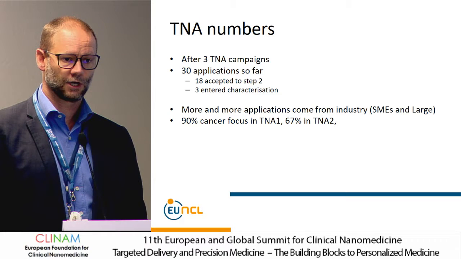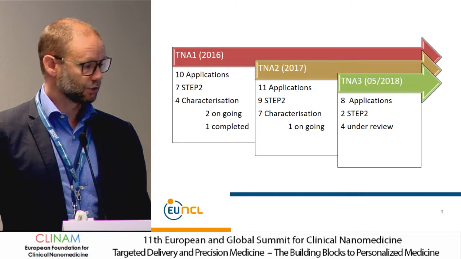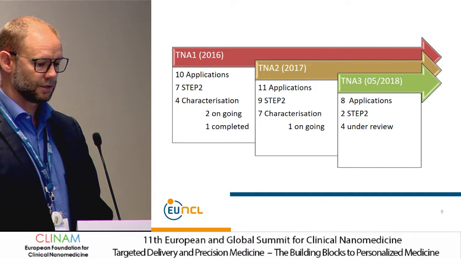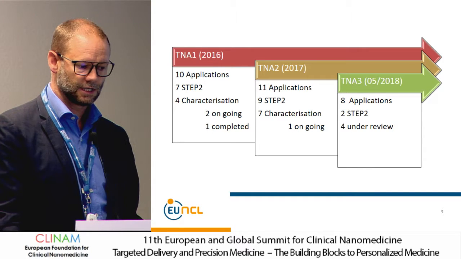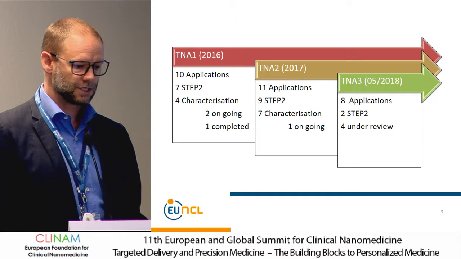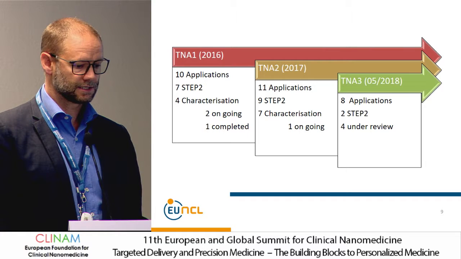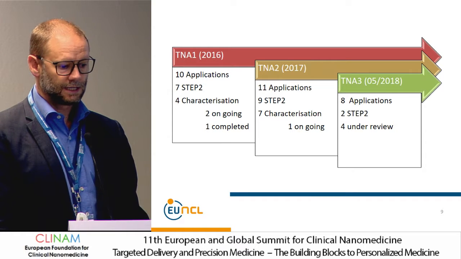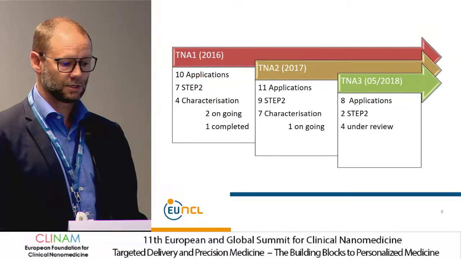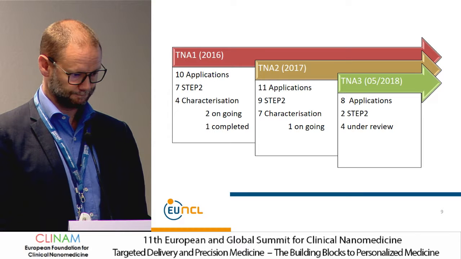We're open to all kinds of nanomaterials, whether they are organic or inorganic. So here are the numbers distributed among the different TNAs. We started the first TNA in 2016. We had 10 applications. 7 went to step 2. 4 have been accepted for characterization. In the second one, we had 11 applications, and 7 went to characterization. And in the third one, we so far have had 8 applications. 2 went to step 2, 4 are still under review, and I just collected 1 this week.